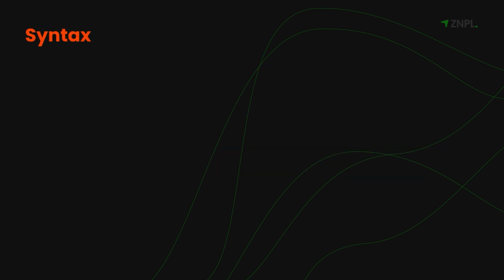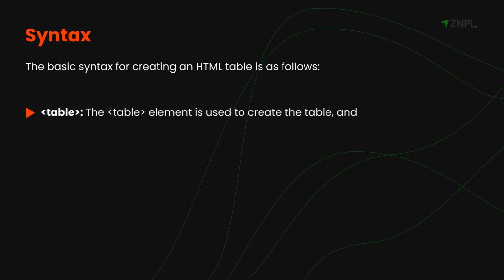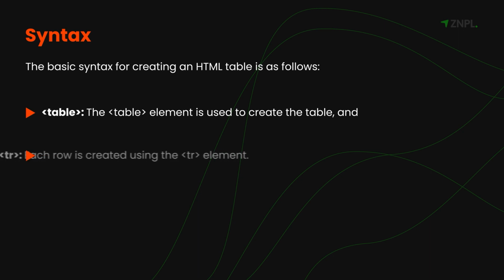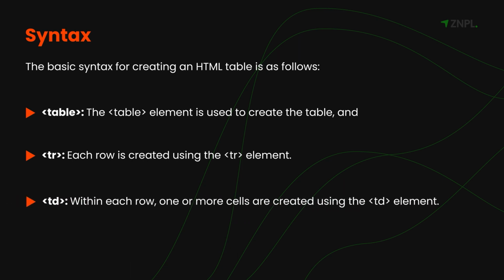Syntax. The basic syntax for creating an HTML table is as follows. 1. The table element is used to create the table, and 2. Each row is created using the tr element. 3. Within each row, one or more cells are created using the td element.